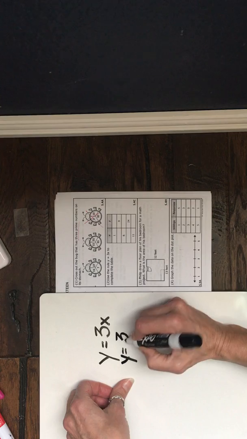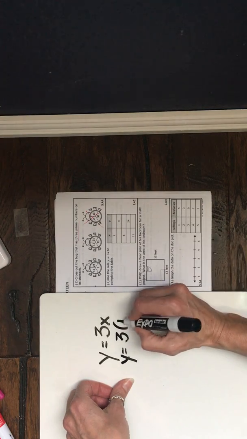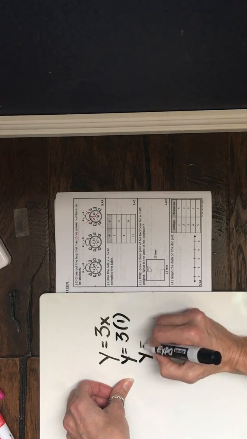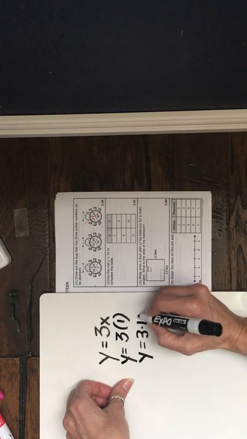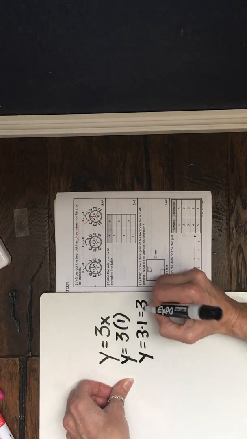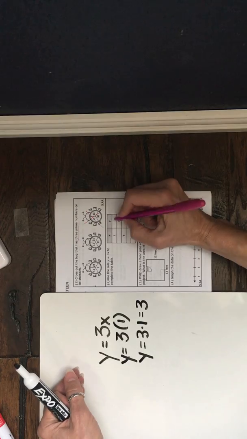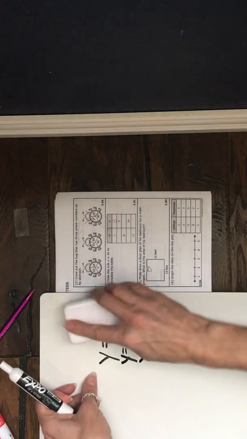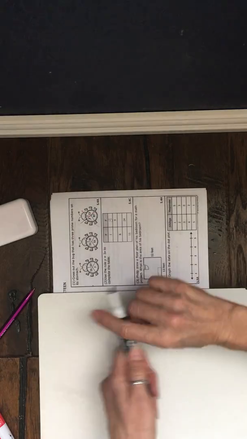Well, our coefficient isn't going to change, and our x is a 1. So y equals 3 times 1, which is what? Which is 3. So we know that our y is going to be a 3. Okay, our next one, we have our y is 9.